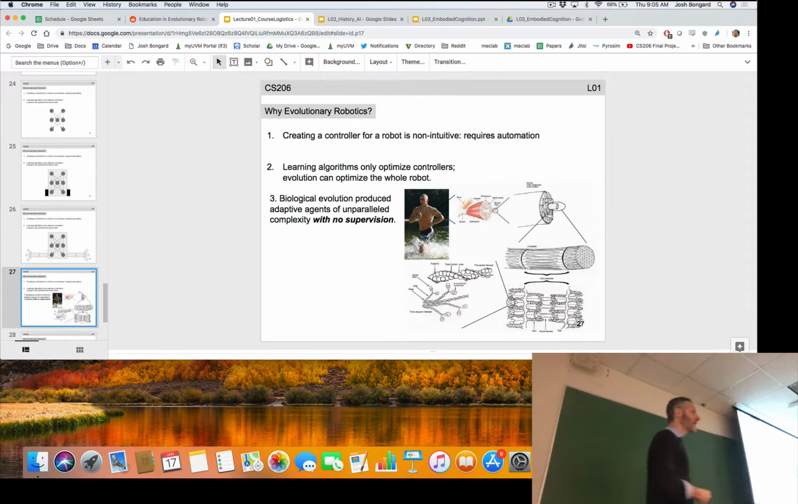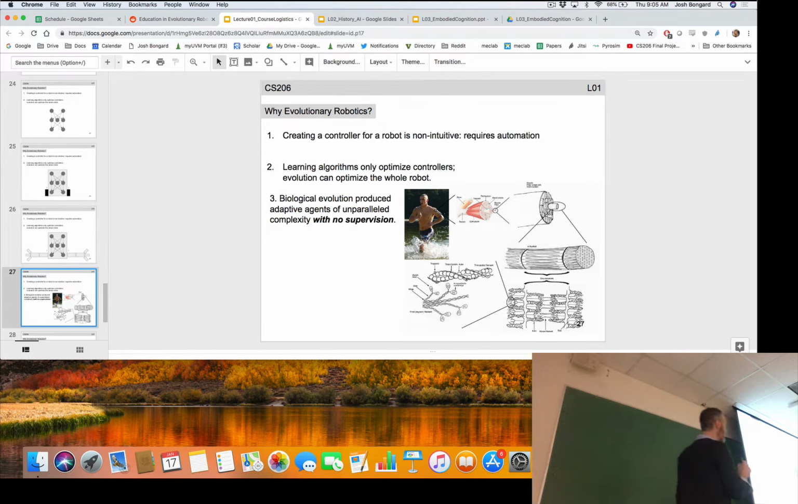Third reason is we have an existence proof. If we want to try and create machines that have animal or maybe human levels of intelligence, we know of one person who's done it. It's taken her 3.8 billion years to figure out how to do it, but it's possible, right? Evolution can produce autonomous and adaptive machines.